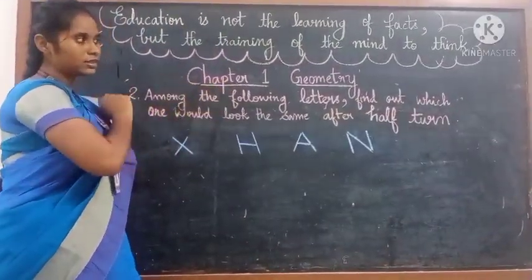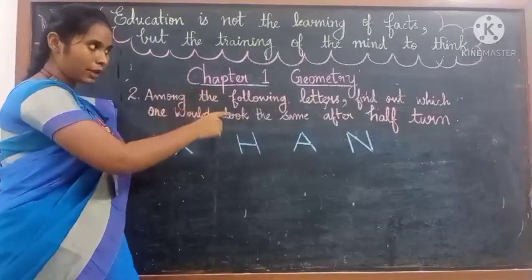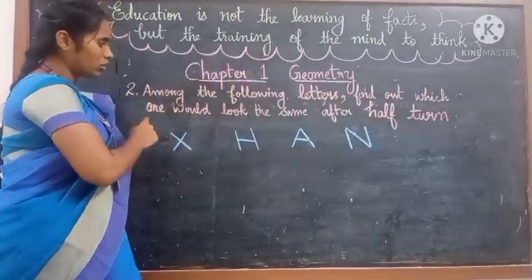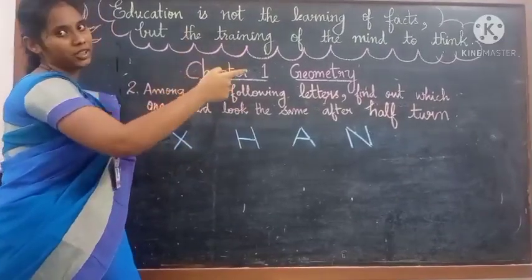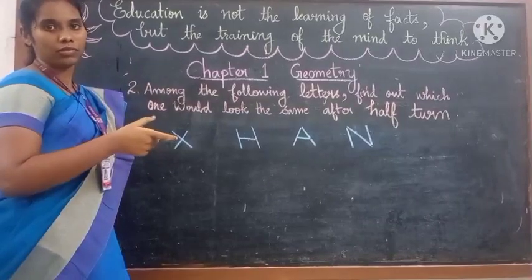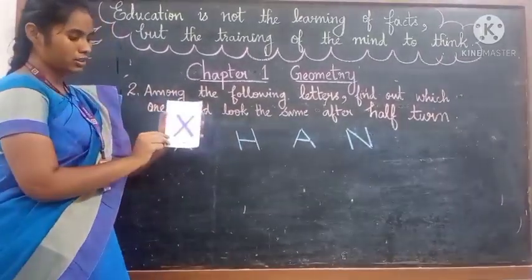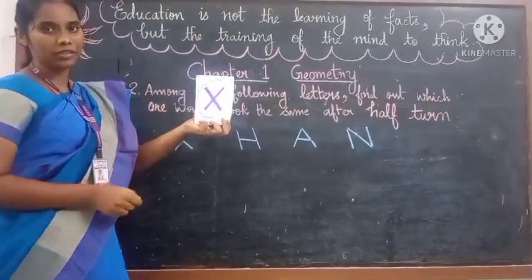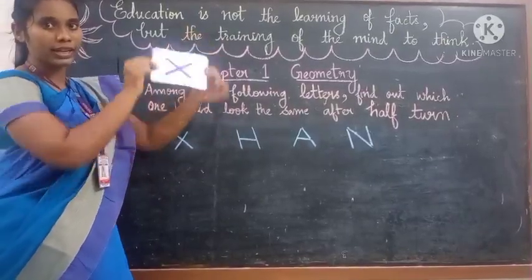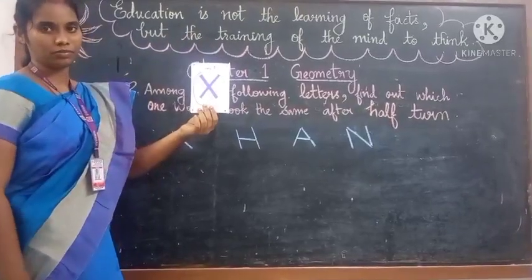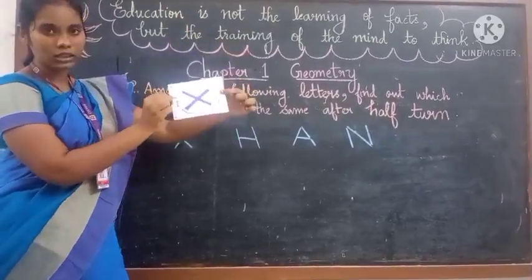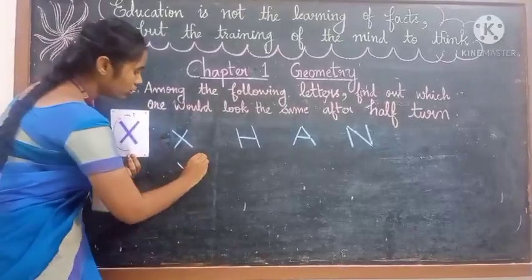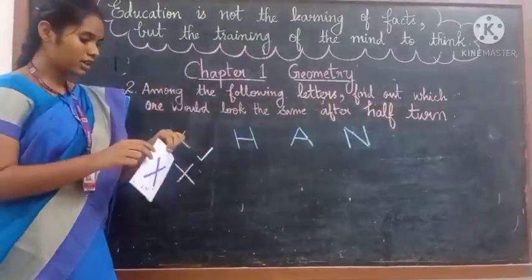Among the following letters, find out which one would look the same after half turn. Here we are going to do half turn for the given letters. First take X. This is called quarter turn. Again when you do, this is half turn. Or when it is in original position and turned upside down, it is half turn. X, quarter turn. When you do again, it is half turn. It looks like same X. So, tick. Next, H.